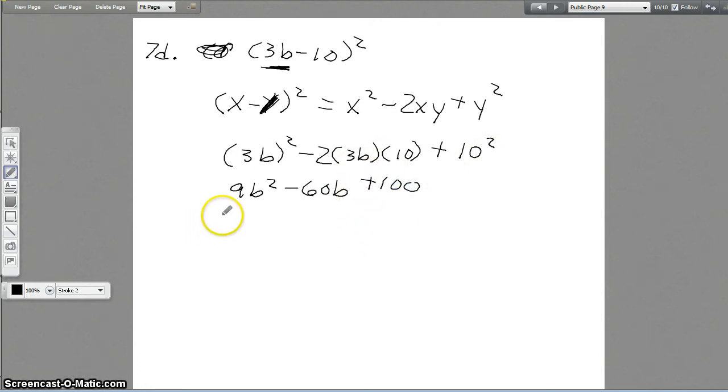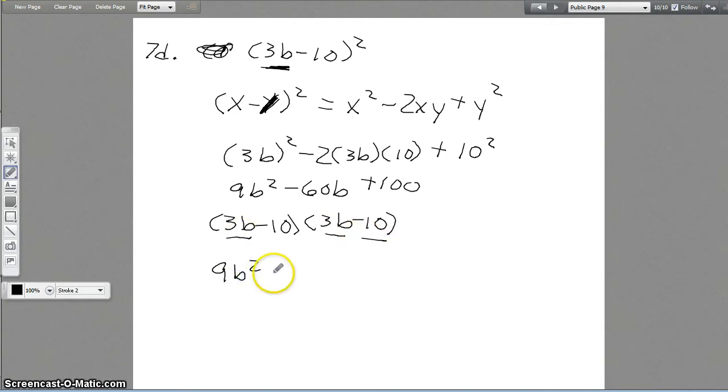We can also work this out the long way. (3b - 10) times (3b - 10). 3b times 3b is 9b squared. 3b times negative 10 is negative 30b.